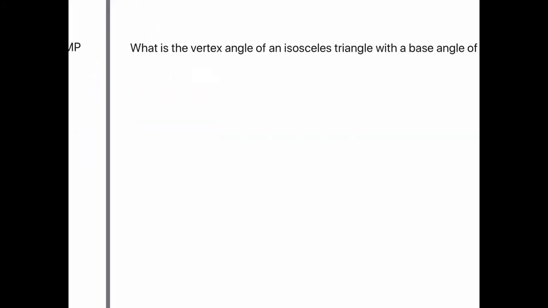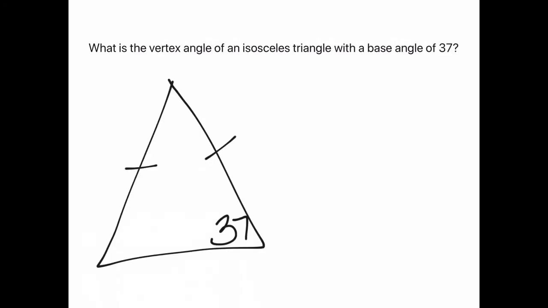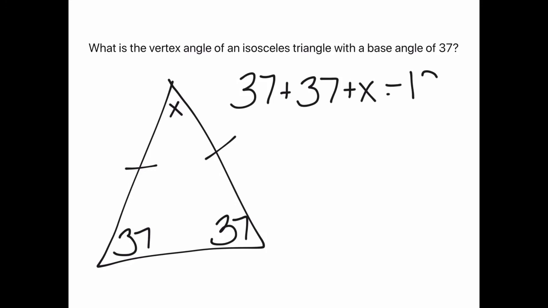All right. Our next one wants to know what the vertex angle of an isosceles triangle is with a base angle of 37. So here's a base angle of 37, which means the other base angle is also 37, and they want to know what x equals. So if I know two angles of a triangle, I can always find the third angle by adding them all up and setting them equal to 180, just like that. And when you do the math, you will get that x equals 106. So the vertex angle is 106.